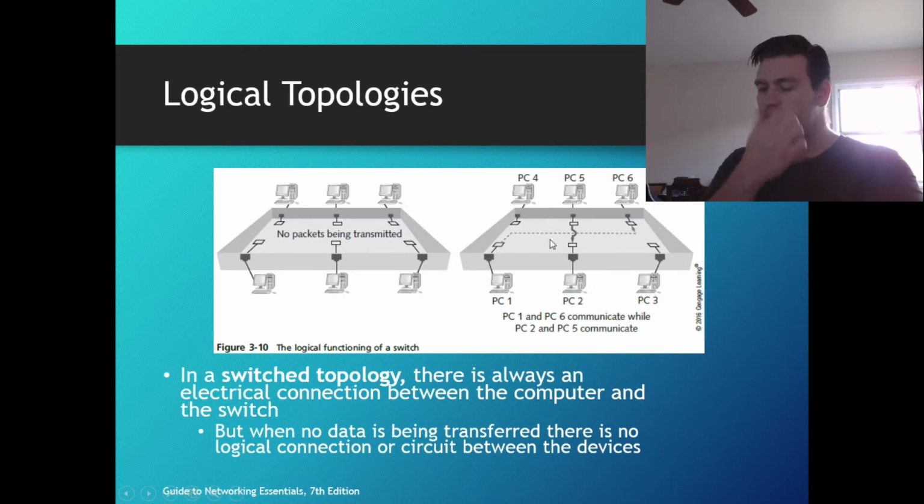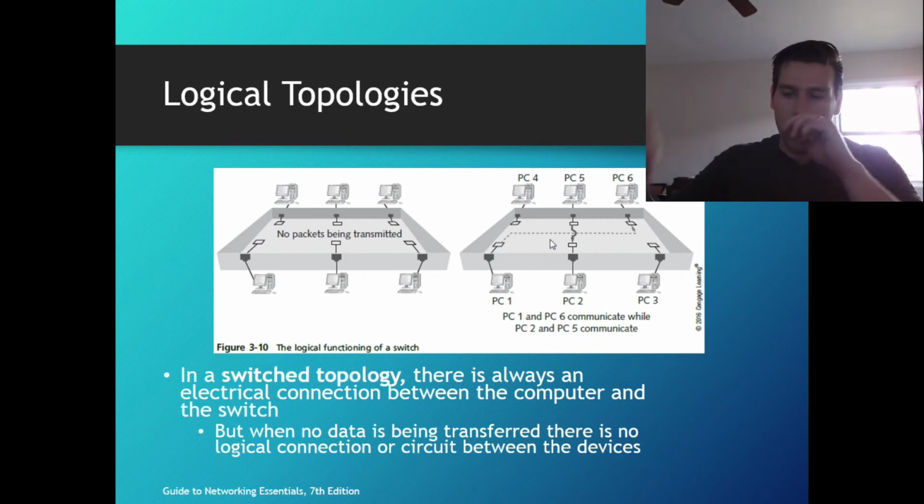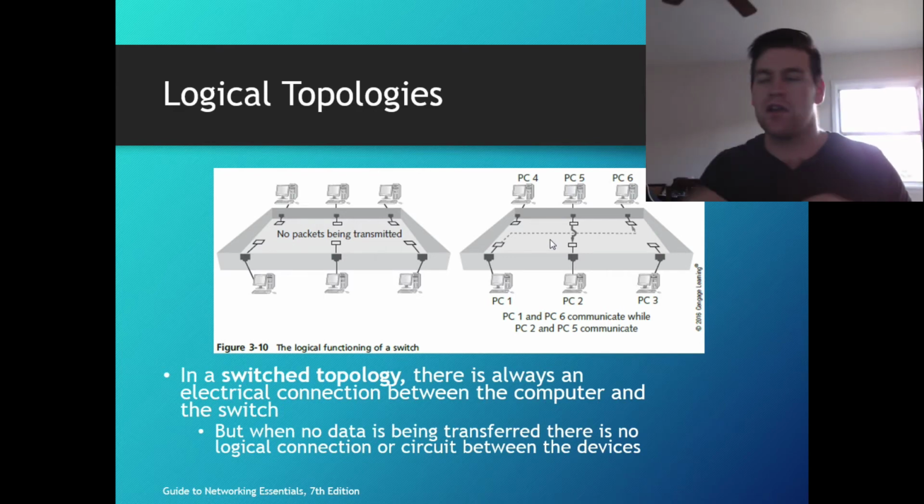And so we know that a switch receives a frame, and it looks at its destination MAC address and determines how to forward it. That's how it creates that dynamic connection. Okay, so there is no logical circuit or any circuit whatsoever while there is no data being transmitted. But it creates a dynamic connection or a dynamic circuit when data transfer is occurring.